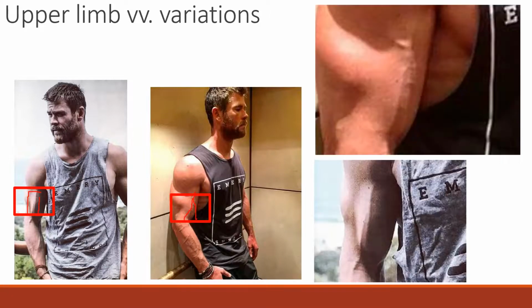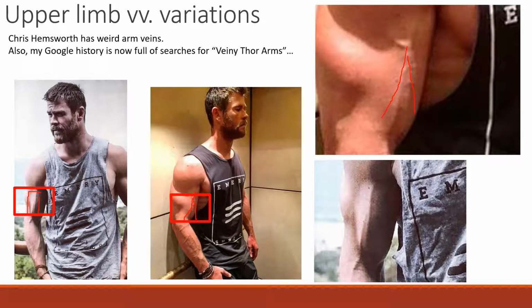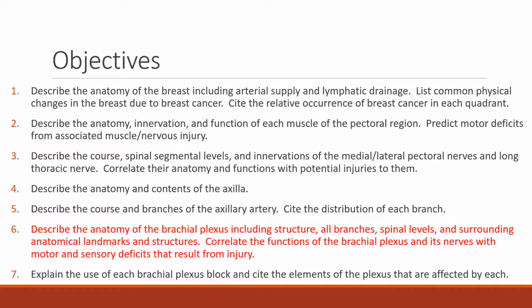So let's zoom in on that. You see there, it has this extra branch, all right, that you're not supposed to have. So next time I hear somebody talking about how perfect Chris Hemsworth is, he's got weird veins, all right? So yeah, that's just a fun example. Like I can't watch a Thor movie without looking for his arm veins.